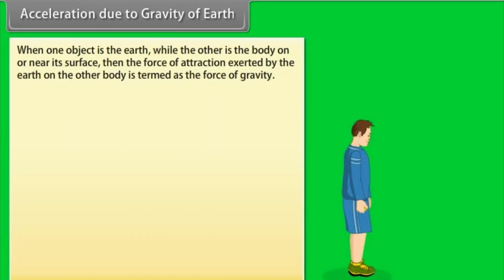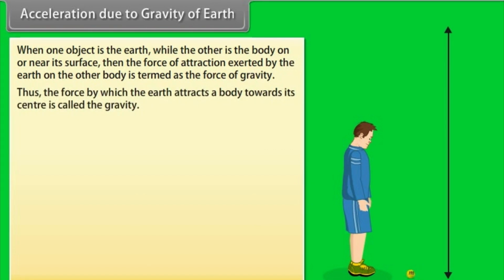Acceleration due to gravity of Earth. When one object is the Earth, while the other is a body on or near its surface, then the force of attraction exerted by the Earth on the other body is termed as the force of gravity. Thus, the force by which the Earth attracts a body towards its center is called gravity.